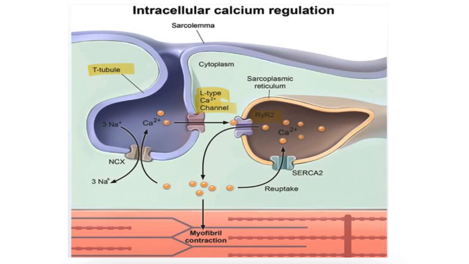To relax the muscle, calcium must be cleared. This is done by the pump, which moves calcium back into the sarcoplasmic reticulum, and additionally the sodium calcium exchanger helps to extrude calcium from the cell, swapping it with sodium.